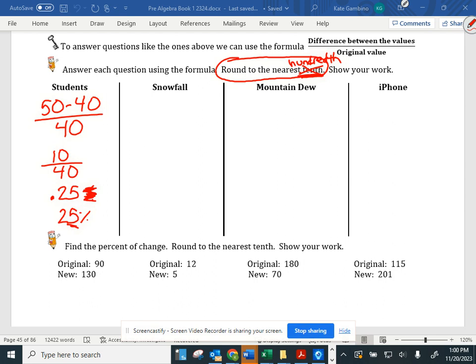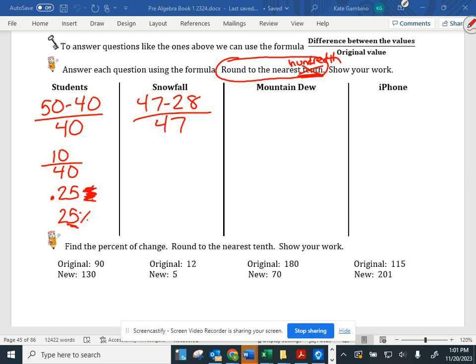What is my equation I need to write? Grayson. 47 minus 28 divided by 28. Original value. Divided by 47. Yeah, that original value is going to be that first number in our equation. The total snowfall last winter was 47. That's our original value. Okay, so always that original value is that first part of your problem.